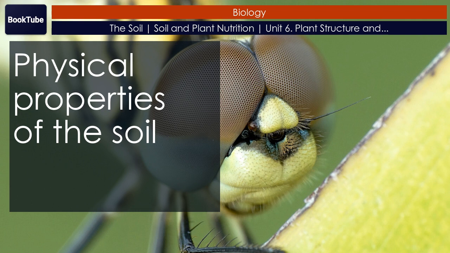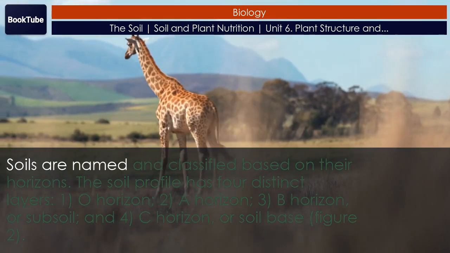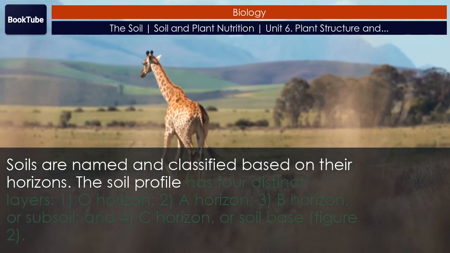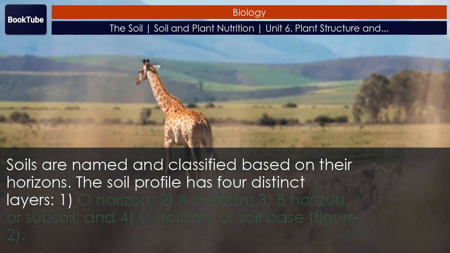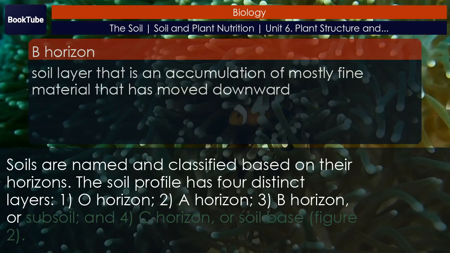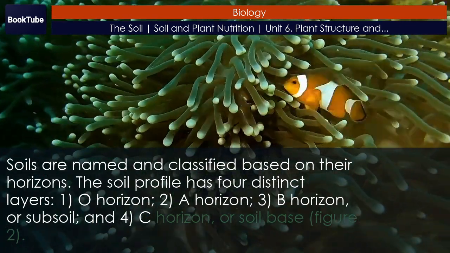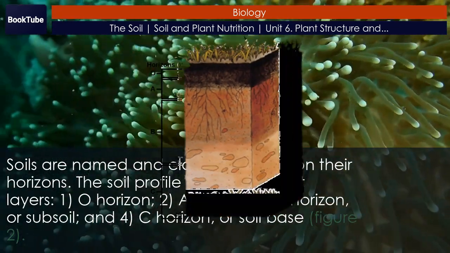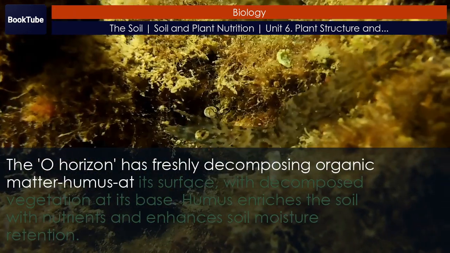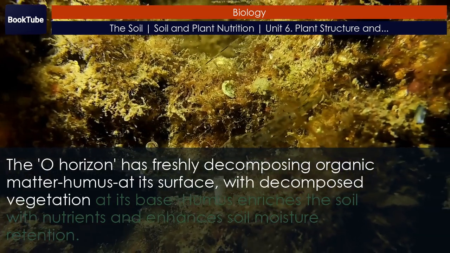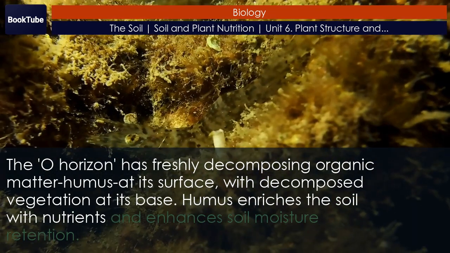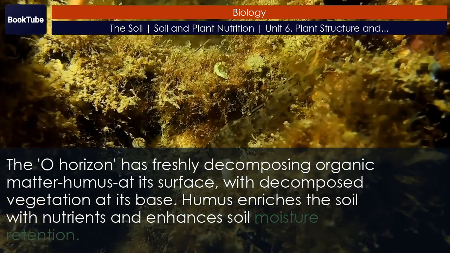Physical properties of the soil. Soils are named and classified based on their horizons. The soil profile has 4 distinct layers. 1. O horizon. 2. A horizon. 3. B horizon, or subsoil. And 4. C horizon, or soil base. Figure 2. The O horizon has freshly decomposing organic matter humus at its surface, with decomposed vegetation at its base. Humus enriches the soil with nutrients and enhances soil moisture retention.